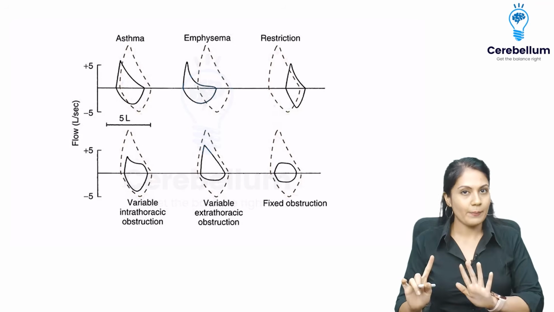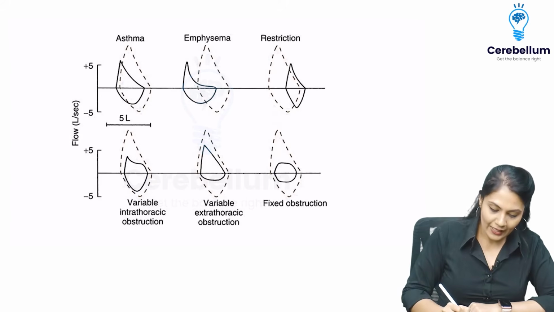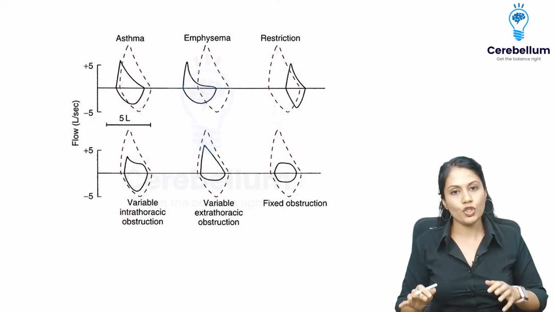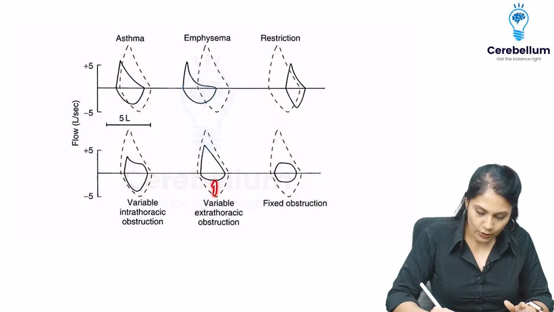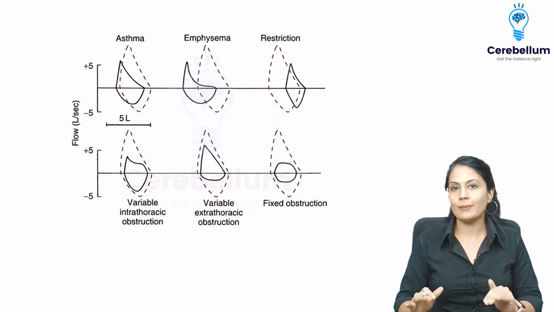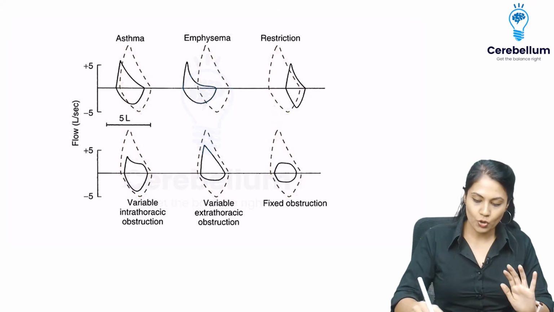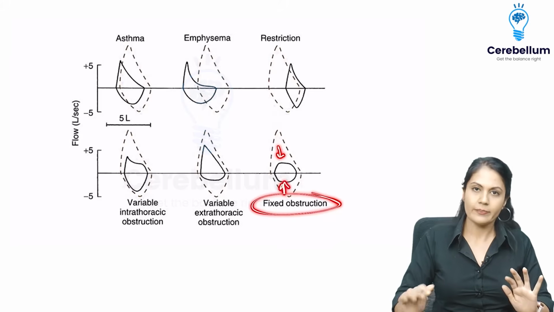The same funda is applied over here also, that if there is an intrathoracic obstruction, the expiration will be affected, and if it is an extrathoracic obstruction, inspiration will be affected. If it is a fixed obstruction, both will be affected. Please remember that.